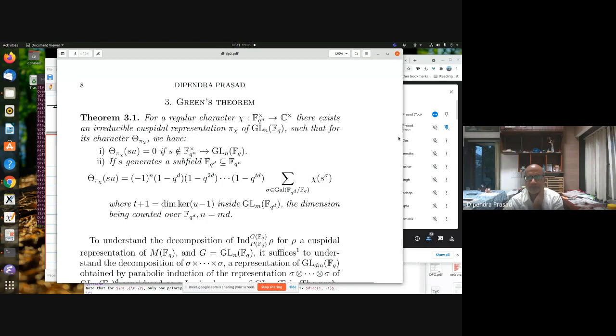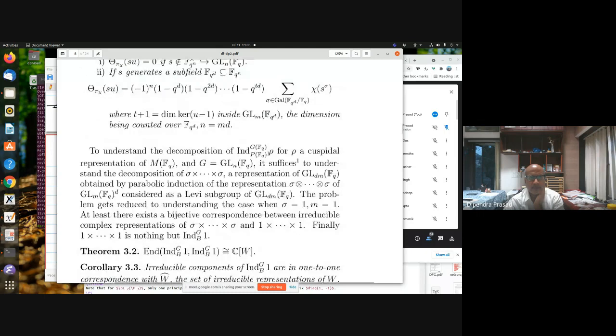Okay, so then about this question that I have been talking about once in a while: to understand the decomposition of the induced representation for rho, a cuspidal representation of M(F_q), in the case G equals GL_n, it suffices to understand the decomposition of sigma cross sigma cross sigma, a representation of GL_{dm}(F_q) obtained by parabolic induction of the representation sigma tensor sigma tensor sigma of GL_m(F_q)^d, considered as a Levi subgroup of GL_{dm}(F_q). The problem gets reduced to understanding the case when sigma is a trivial representation of GL_1.